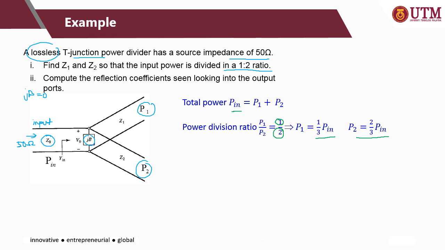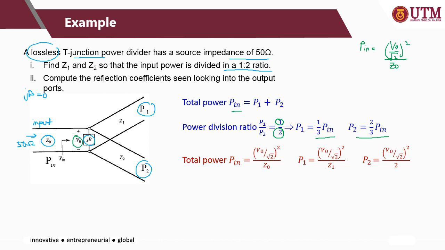Once you have this, you know that to calculate power, P in, for example, is equal to V0 over square root of 2, the RMS, squared, divided by Z0. V0 is the voltage across the input transmission line. The same goes for the output ports. P1 depends on Z1 and P2 depends on Z2. Once you have the equations for P in, P1 and P2, you know the relation between P1 and P2 to P in, so then you can compare them.